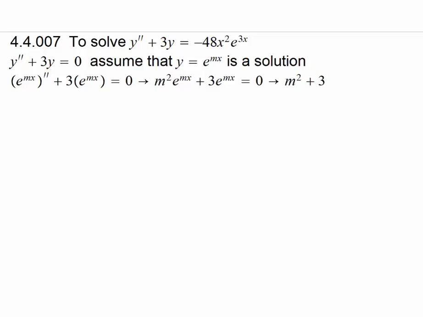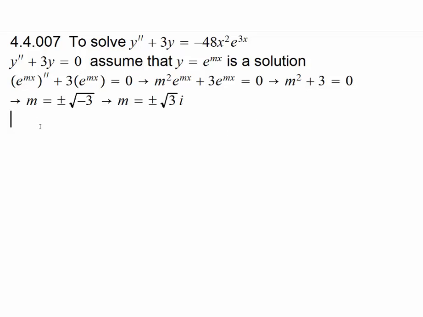So that tells us that m is equal to plus or minus square root of negative 3. Let me just bring it to the next line. So plus or minus square root of negative 3, and that just gives us that m is plus or minus square root of 3 times i, taking i as the square root of negative 1.